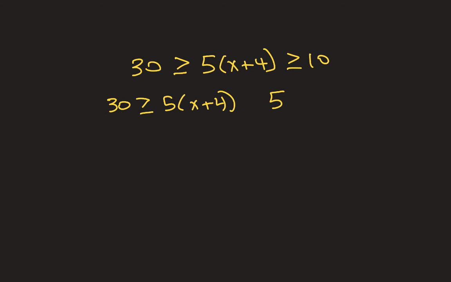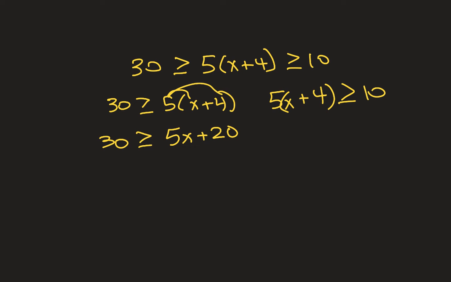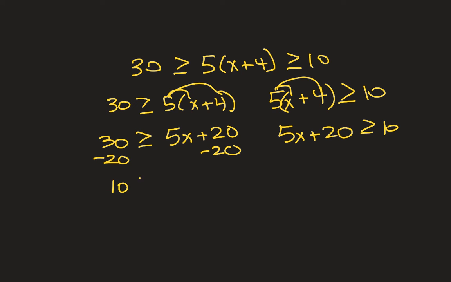And then the other one. So I've broken it into 2, and then I'm going to do this, which I'll get 5x plus 20. And this one, I'll get 5x plus 20, of course, again. And then over here, I'm going to take off the 20 on both sides, and I'm going to end up with 10 greater than or equal to 5x. Then I'm going to divide both sides by 5, and I'll get 2.